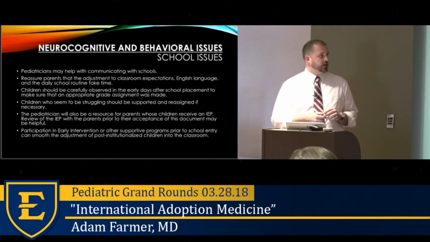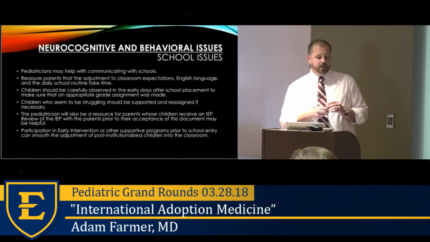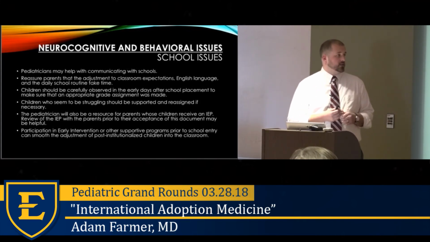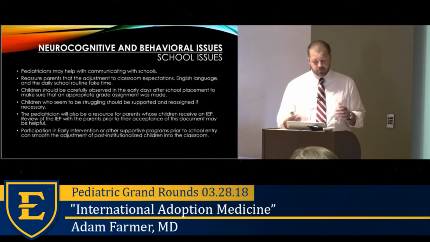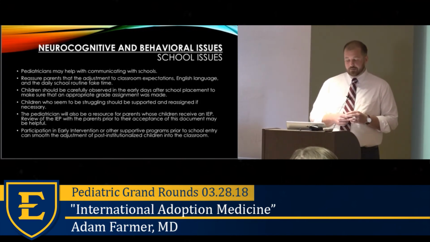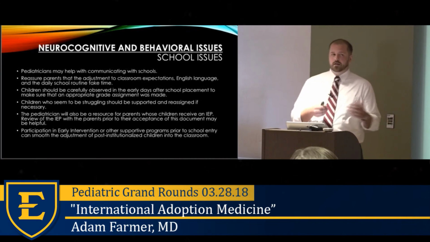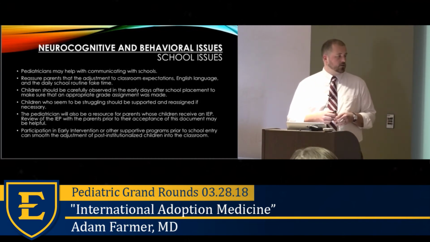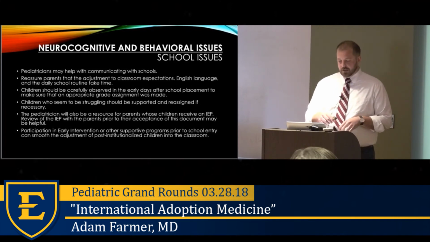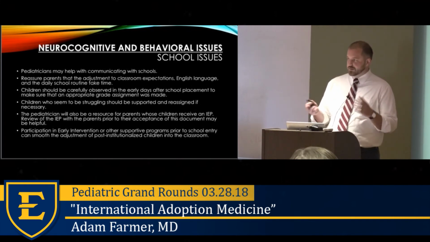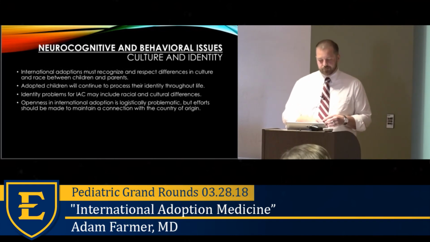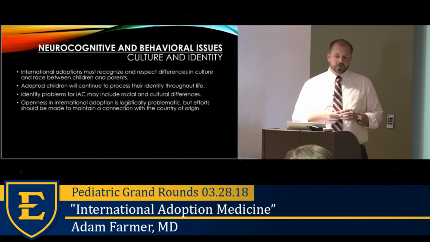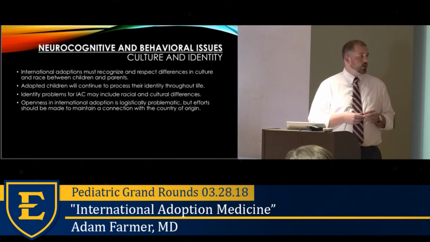School issues are another thing that pediatricians may continue to monitor these kids for. You may be asked to look into things like IEPs, as well as making sure that kids are in the correct grade for their stated age and things like that. And you want to make sure you reassure parents that classroom adjustment and things like that can take time as well. Culture and identity is another big thing that international adoptees are most likely going to continue to deal with throughout their life.